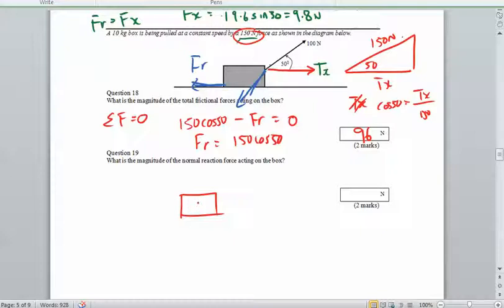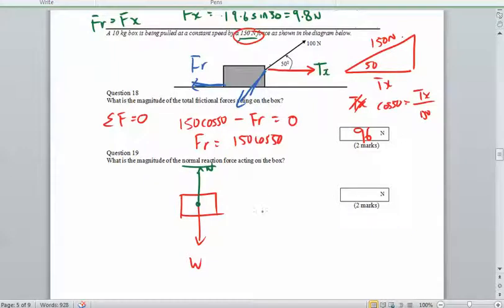Okay, so let's have a look at this diagram. We've got a weight force, we've got a normal force, and Newton's third law says that for every action there's an equal and opposite reaction. This is in terms of contact forces. So what can you say about this normal force? We're asked to find the normal reaction force now.